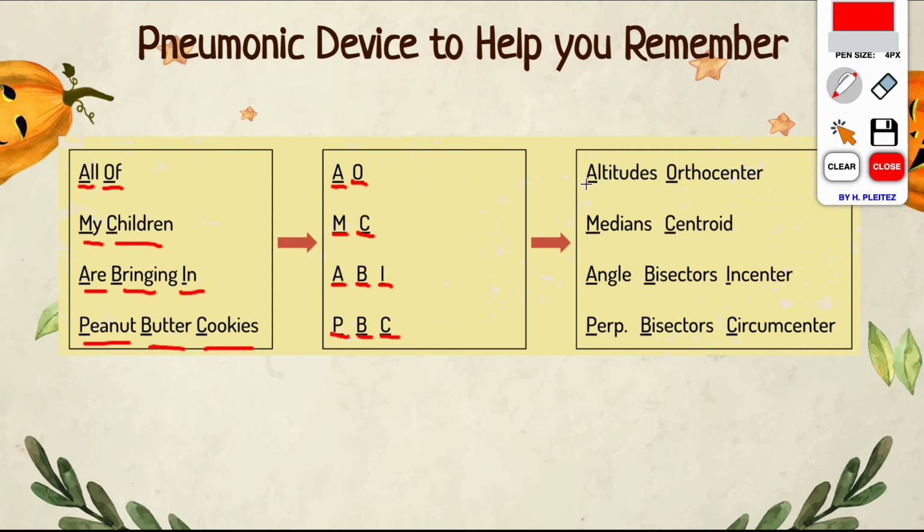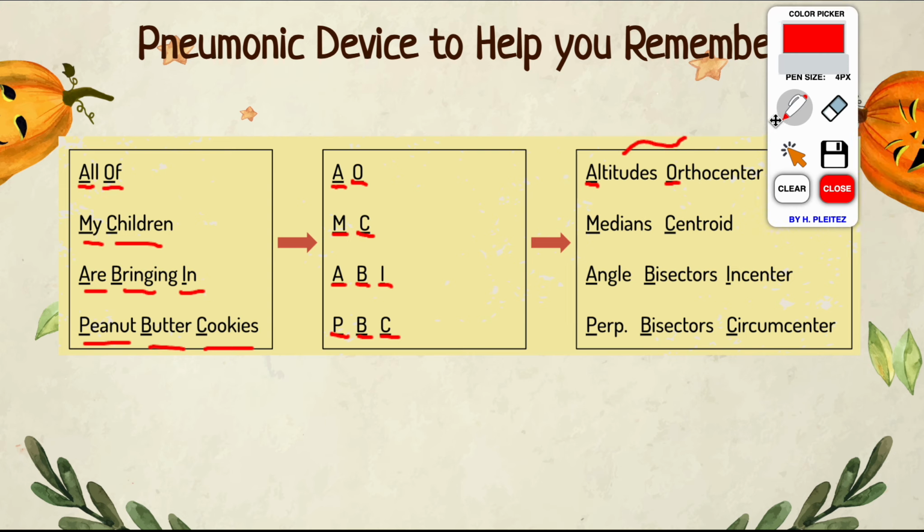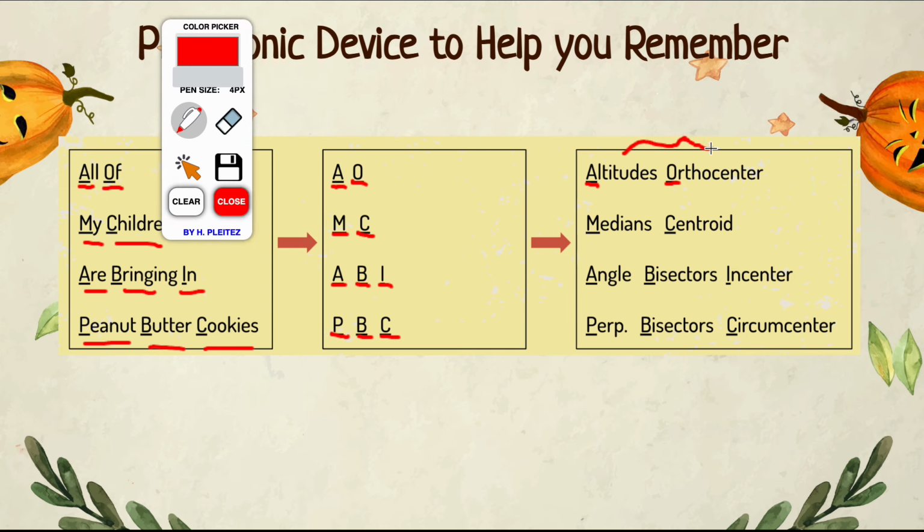It's altitudes, orthocenter. So the intersection of all of my altitudes is called the orthocenter. MC is for medians and centroid, so the intersection of all three medians is called the centroid. ABI stands for angle bisectors and the incenter, so the intersection of all three angle bisectors is called my incenter. And PBC stands for perpendicular bisectors, circumcenter. So the intersection of all of my perpendicular bisectors is called the circumcenter.